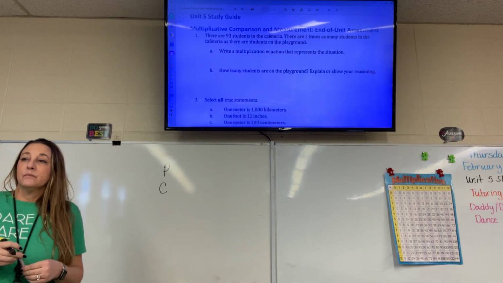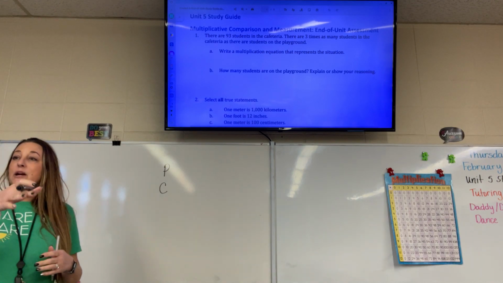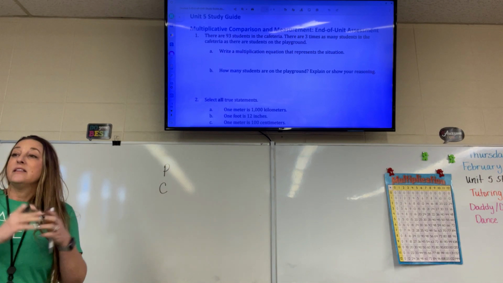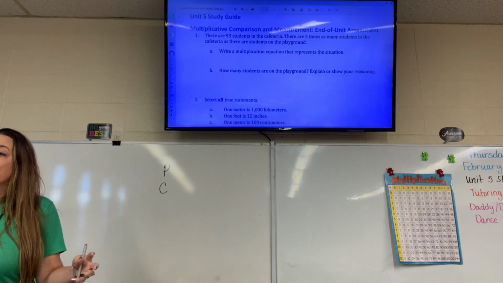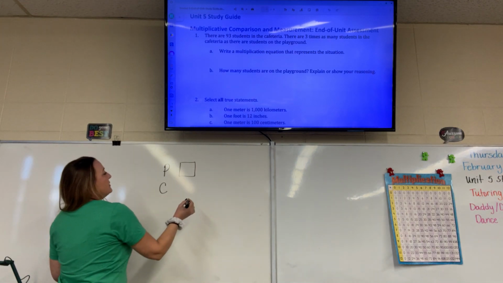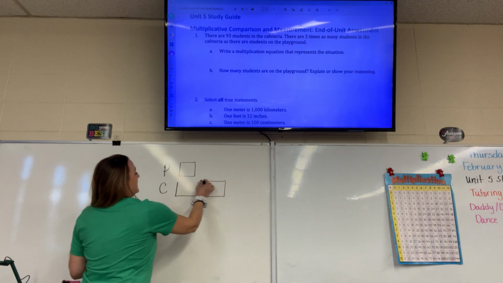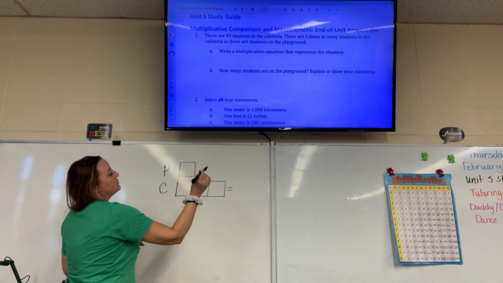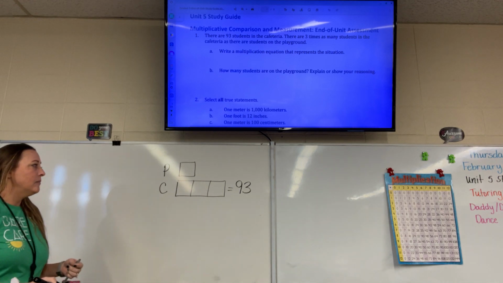Todd? 3. No. Playground's going to get 1 because Mary just told us there's 3 times as many in the cafeteria. That means there's more kids in the cafeteria, so cafeteria gets more boxes. Okay? So playground, we don't know what goes in there yet, but we know that there's 3 times as many in the cafeteria, so cafeteria is going to get 3 boxes. Altogether, there is 93 students in the cafeteria.